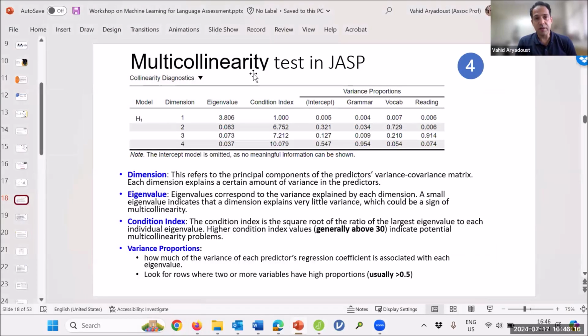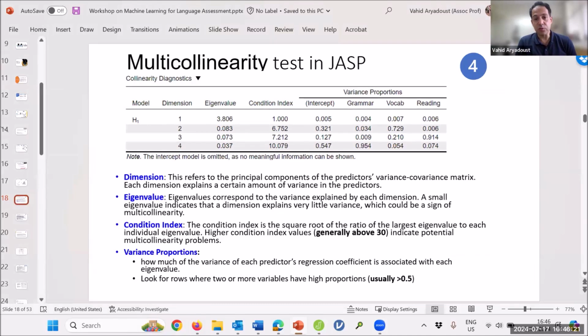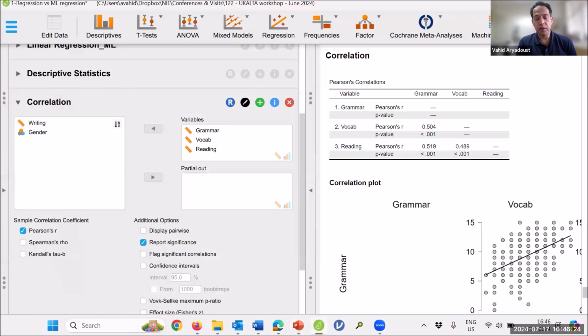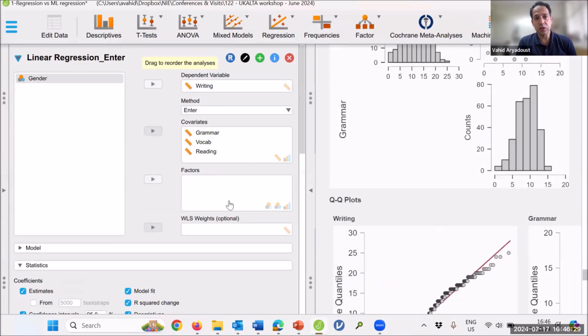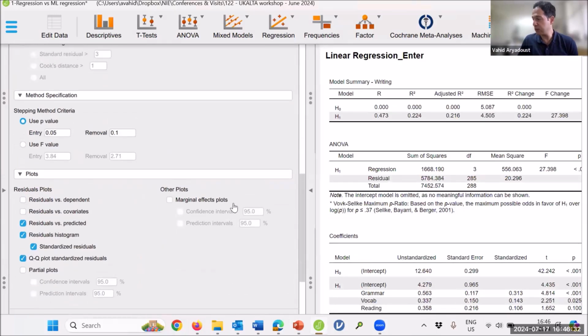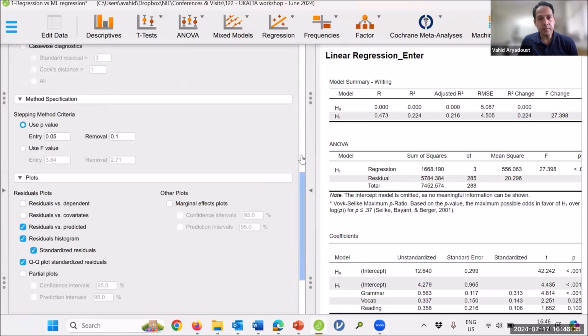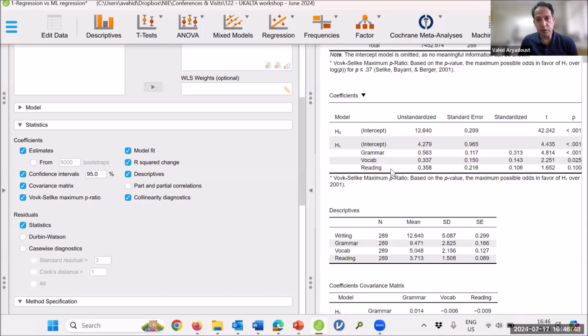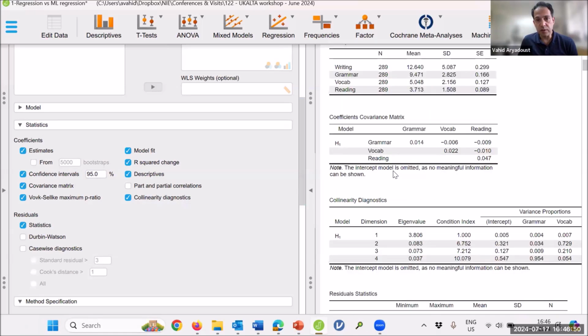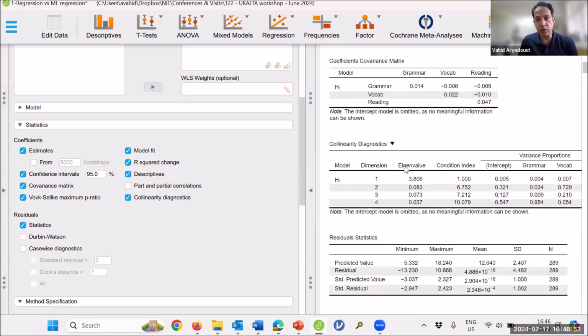Well, basically, the multicollinearity test is also run in a different way in Jamovi and JASP. In fact, there are two other ways that JASP uses to run the multicollinearity test. And what are these ways? The first way is here under statistics, everyone. If you click collinearity diagnostics, and if you scroll down, you'll get this collinearity diagnostics table.